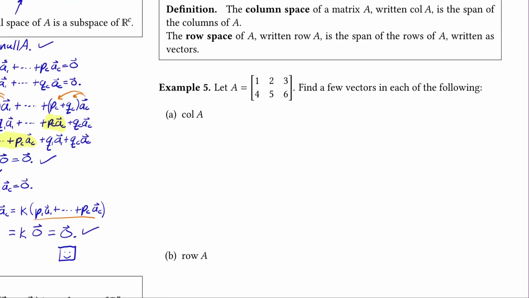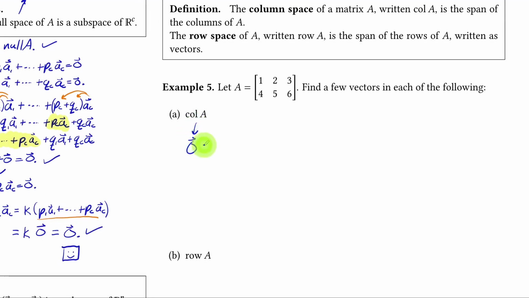Here is this matrix with columns (1, 4), (2, 5), and (3, 6). Let's find a few vectors in the column space first. One vector that's in the column space is the 0 vector, because that is 0 times each of the columns.